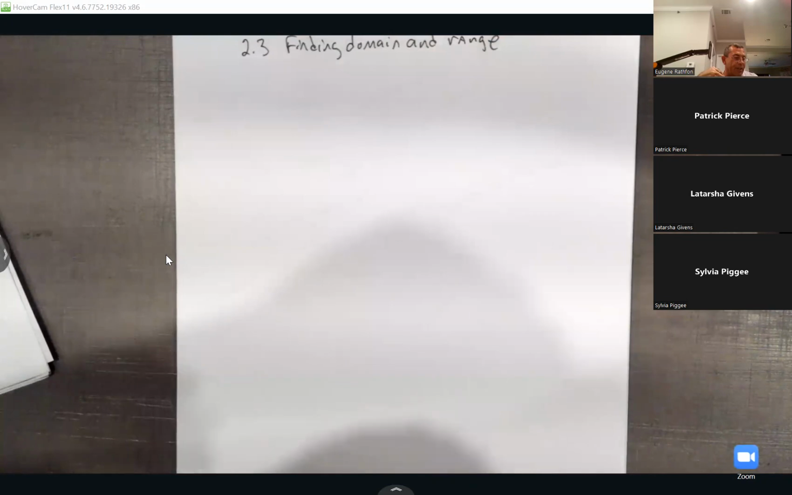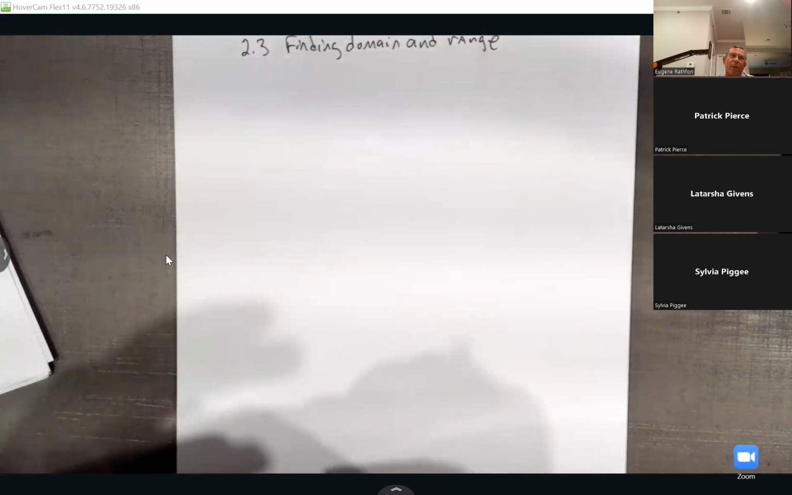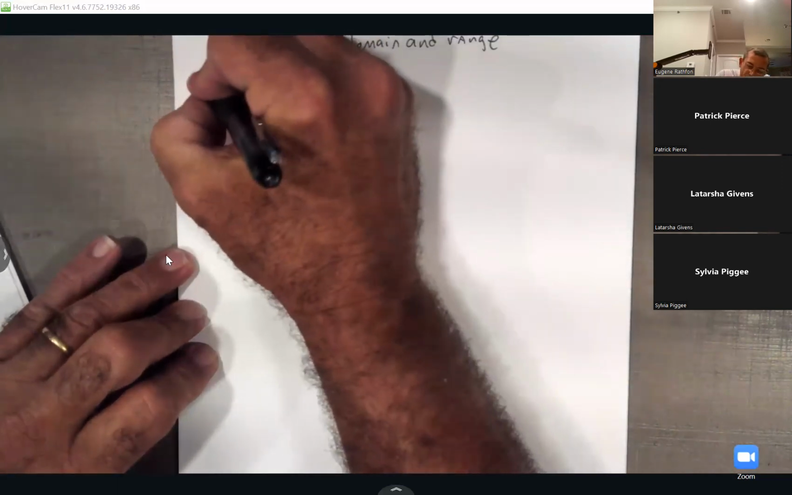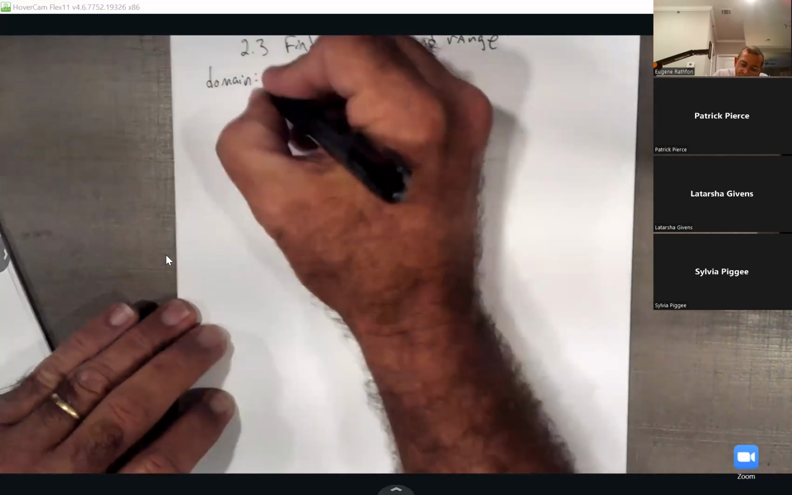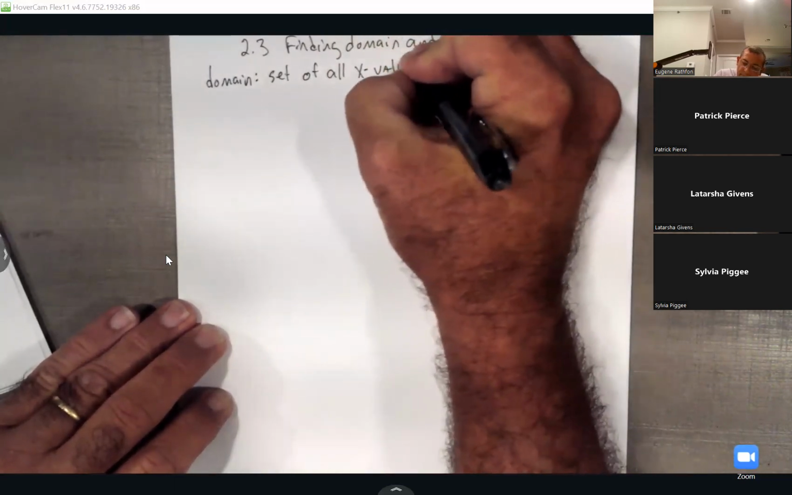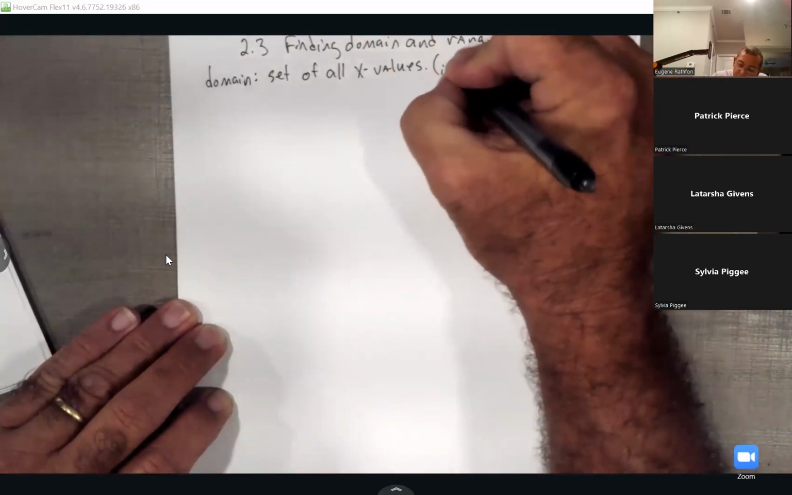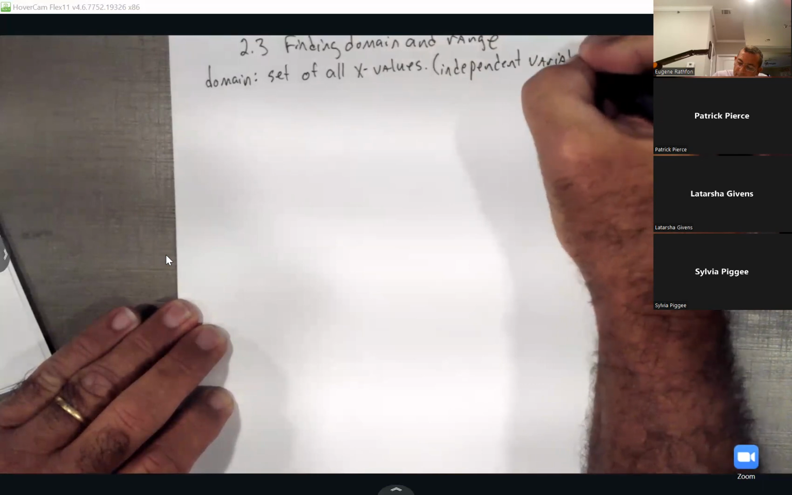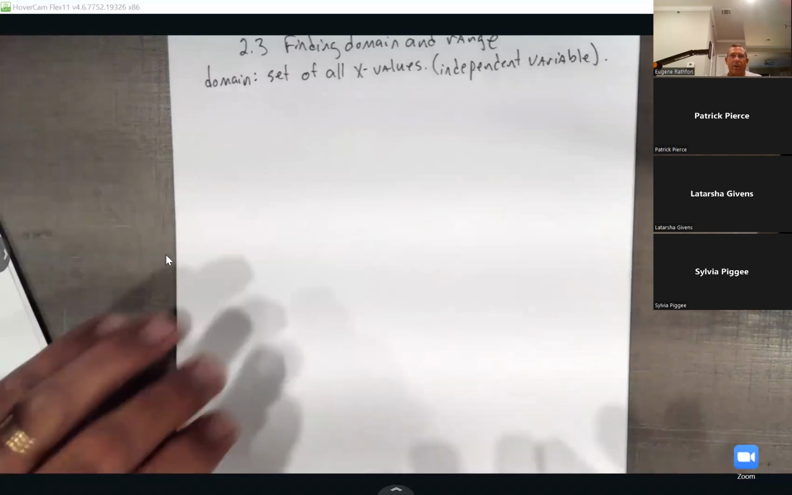So I'll give you definitions that I use for domain and range, and then after a few problems, I'm going to show you how to find domain when we're looking at a function, okay? So for now, our domain is what we call a set of all x values. It's also known as the independent variable. So that means when it comes to the x-axis, we can pick any x's we want to, okay?